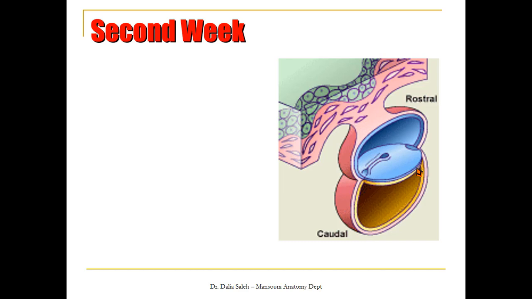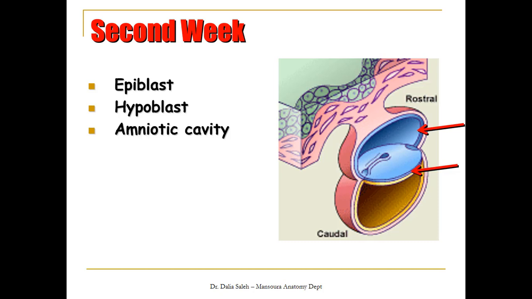Let me remind you first of the events that take place in the second week of pregnancy. If we look at this diagram, this is the endometrium of the uterus, and this is the gestational sac here. We have the embryonic disc, which is formed in the second week by two layers, epiblast and hypoblast. Dorsal to the epiblast, we have the amniotic cavity, and ventral to the hypoblast, we have the yolk sac cavity.